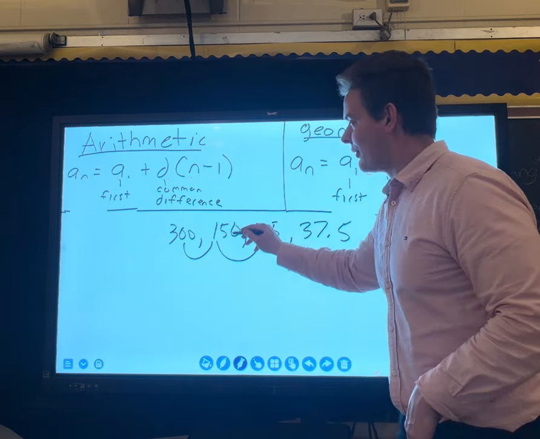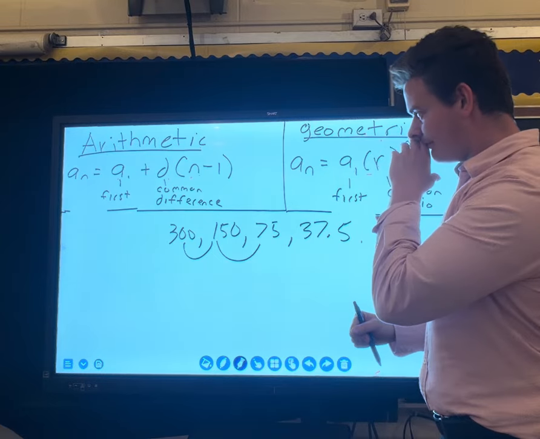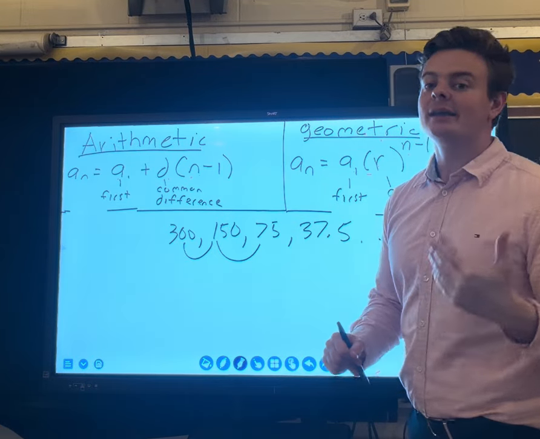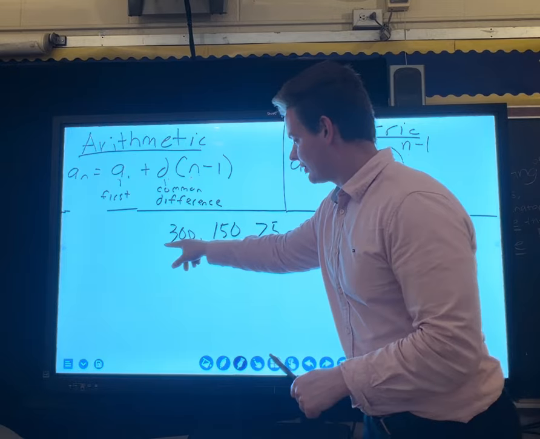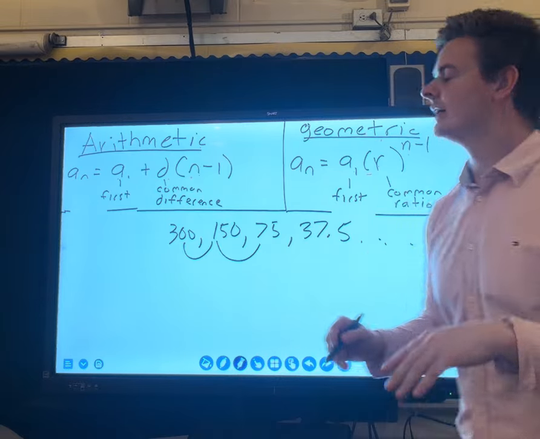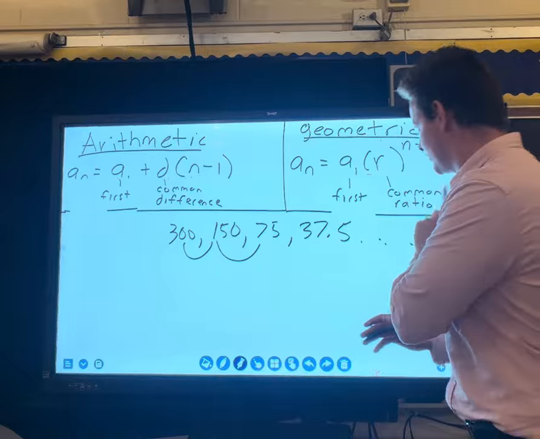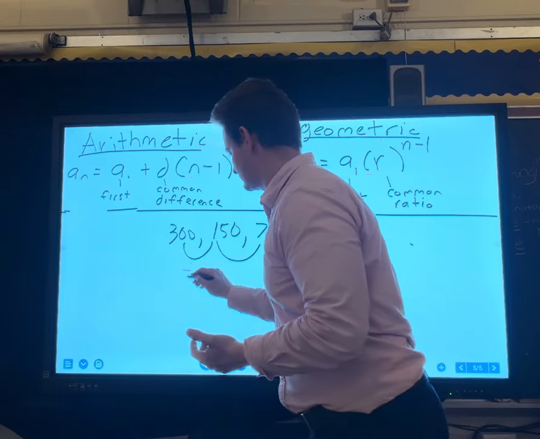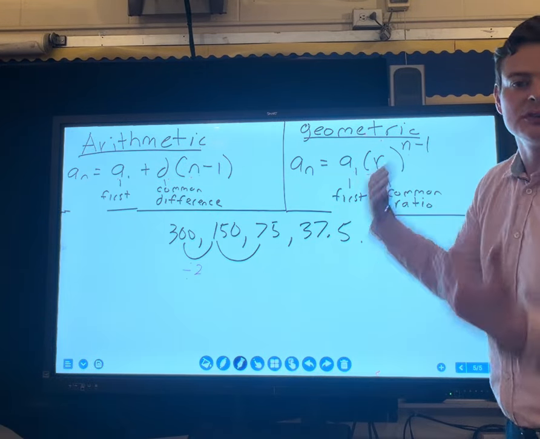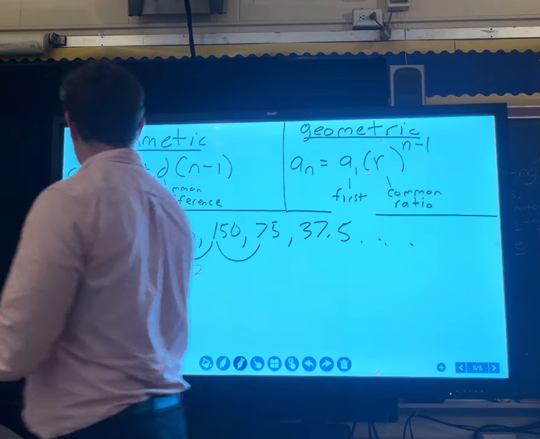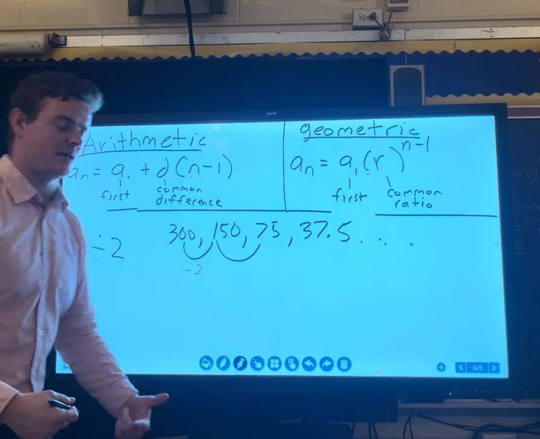I went from 300 to 150, 150 to 75. What am I doing? I am dividing by 2. If you don't see that, hold on, let me get to that in 1 second. I'll explain if you don't see that in a second, but I'm dividing by 2. That's my pattern. The problem is my formula doesn't let me do division, it's multiplying. So I have to find some way to say dividing by 2 in a multiplicative way.